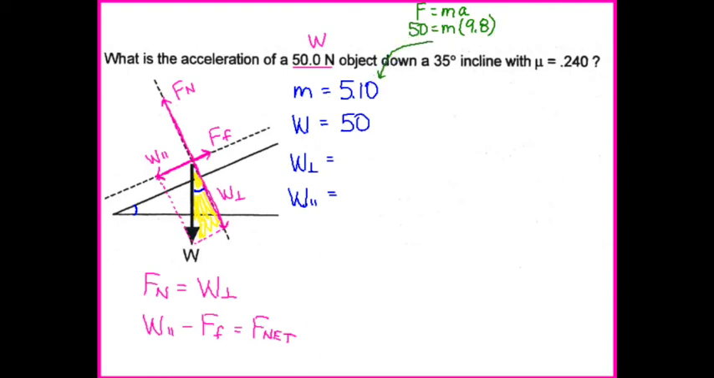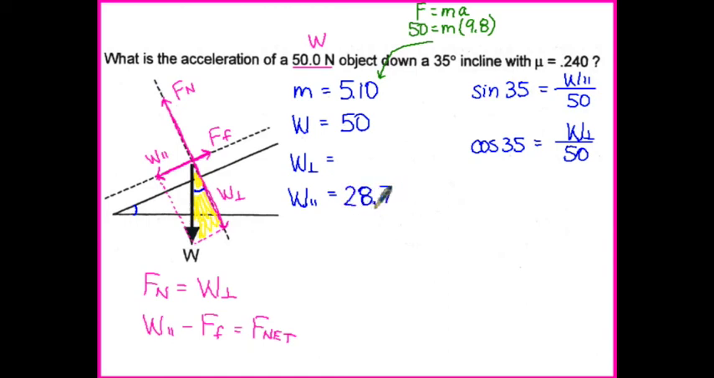Now I'm looking at my yellow triangle to break into components. My opposite side is weight parallel. My hypotenuse is weight. And I know my weight's 50. So this is 50. I should have labeled it. And cosine is adjacent, which is this side of the triangle, over hypotenuse, which is still 50. And now I just do my cross multiplying, and I'll add those to my list. So sine 35 times 50 is 28.7. That's my weight parallel. And then cosine 35 times 50 is 41. That's my weight perpendicular.